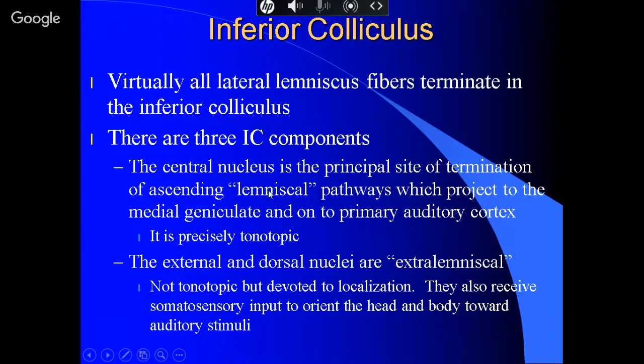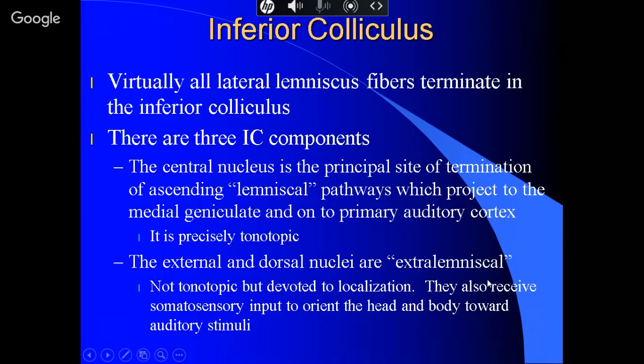And this is known as the lemniscal pathway. This is the lateral lemniscus, okay? You also have the extralemniscal, which are the portions that were for localization, all right? So when we say inferior colliculus, we're really focused on the central nucleus. The central nucleus is the main portion for identification of the qualities of sound. It is, as I said, precisely tonotopic. It knows the frequency of the sound.